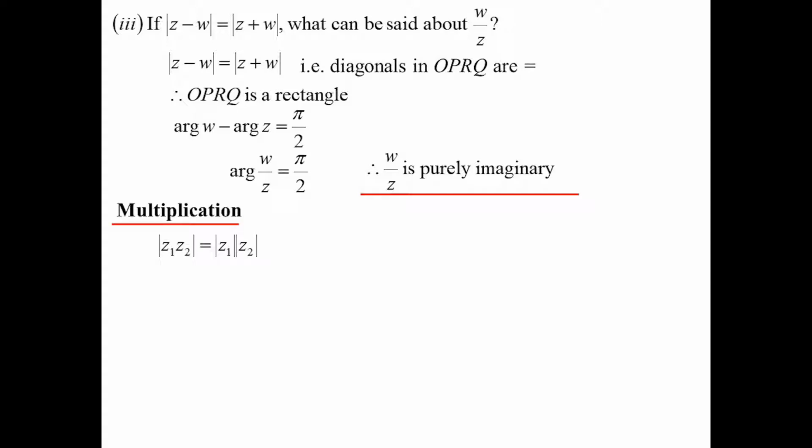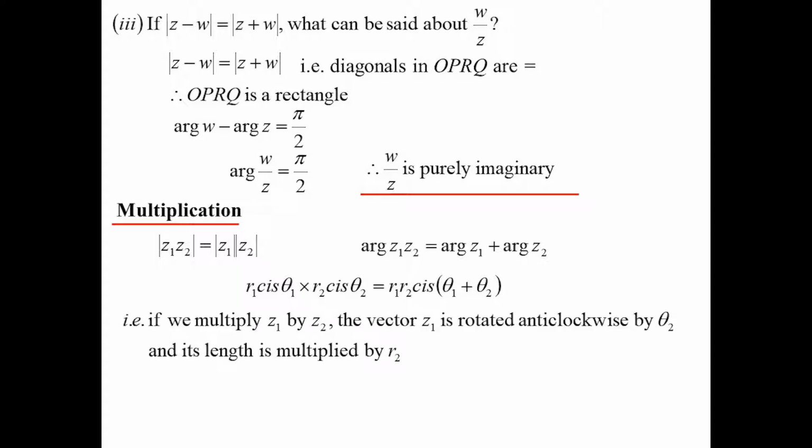Okay, multiplication. So we've seen that the modulus of z1 times z2 is modulus of z1 times modulus of z2. And we saw that with the arguments, we end up adding the arguments. So r1 cis theta 1, r2 cis theta 2, and so on. So it ends up being a rotation. And the rotation is anti-clockwise because we're adding the angles on. So the angles are getting bigger and bigger. And the length of the actual vector itself would be stretched or multiplied by whatever r2 would be.